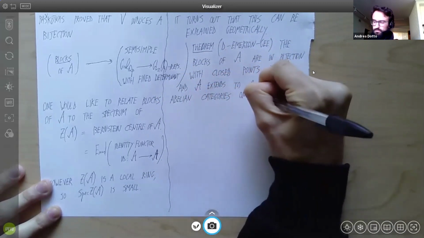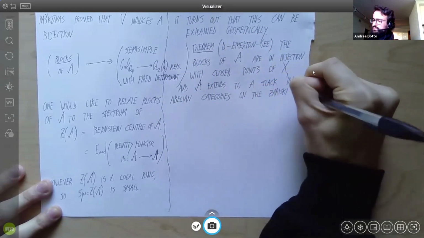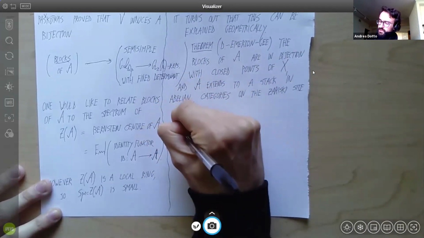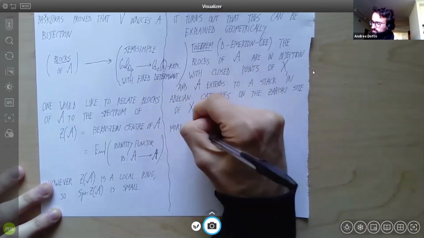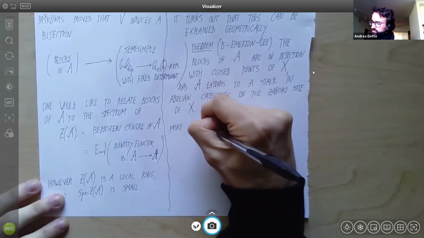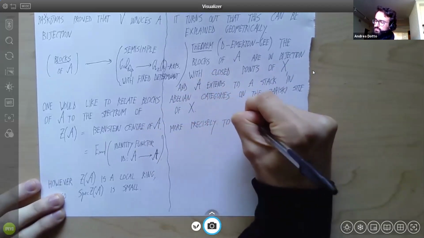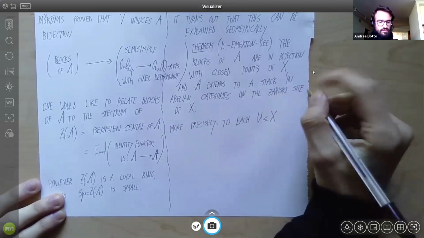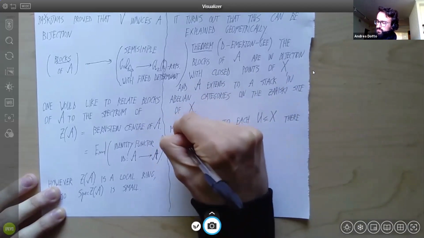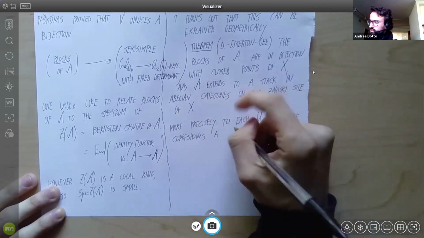On the Zariski side of X. So more precisely, whenever I have a Zariski open subset of X, I can attach to that a localization of A, meaning a Serre localization. So to each U contained in X, there corresponds a localization functor, which I'm going to call J of U.